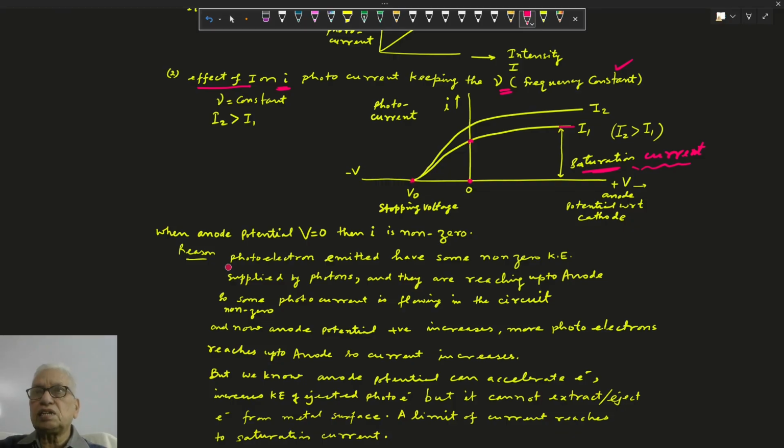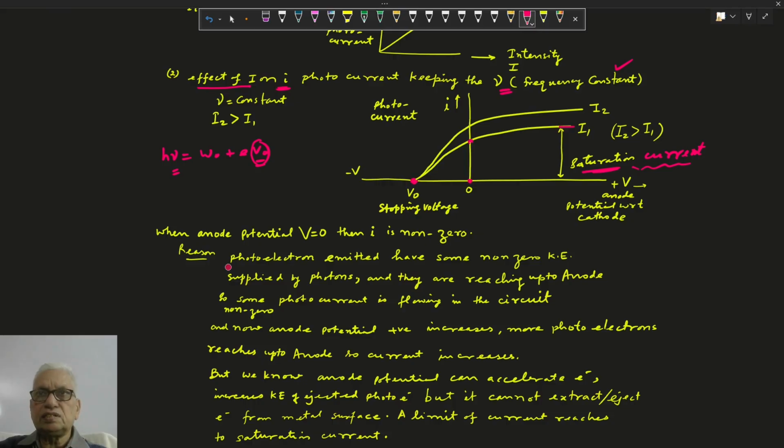Now, on the other hand, there is the equation h nu is equal to work function plus e V naught. So stopping voltage depends on frequency, and here frequency is constant, so stopping voltage is also constant. Whatever the intensity, the stopping voltage does not change, only the saturation current changes.